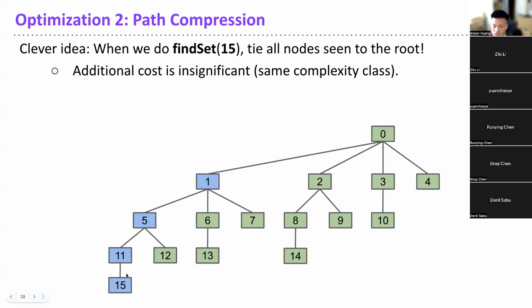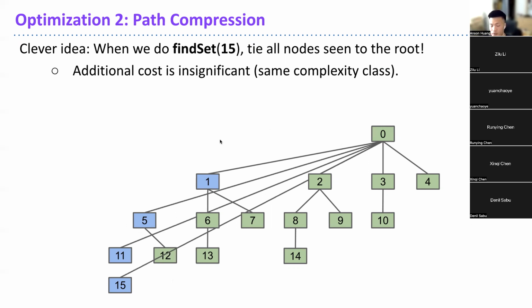So without the optimization, every time you call find set of 15, you would have to go up to 11, up to 5, up to 1, up to 0. But with this optimization, after calling find set for the first time, you can go from 15 to the parent 0 instantly. So this essentially just saves you a few steps. Instead of having to go through the normal route, going up to your parent, up to its parent, etc., up to the root, you can just take a detour and go straight to the parent. And this saves a little bit of time. So that's the second optimization.